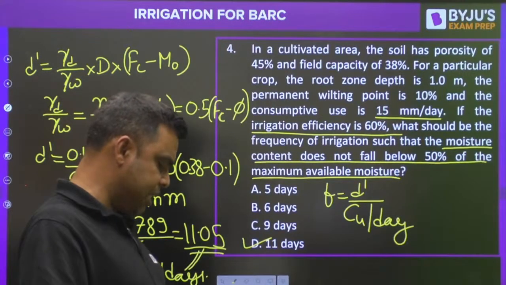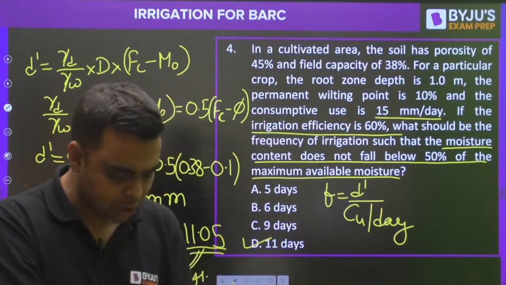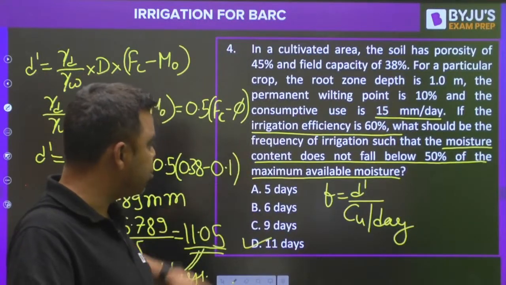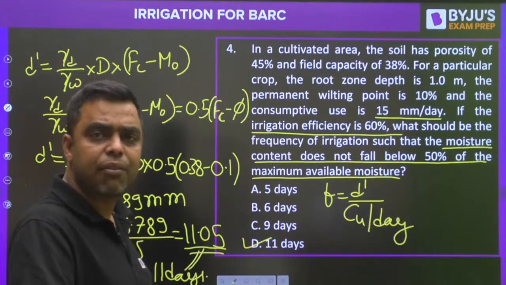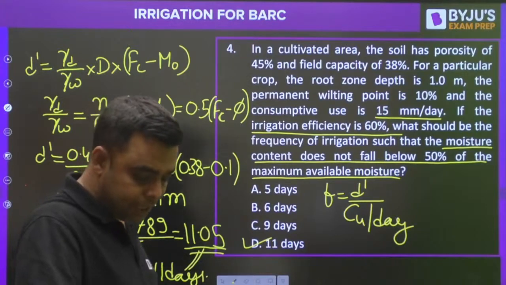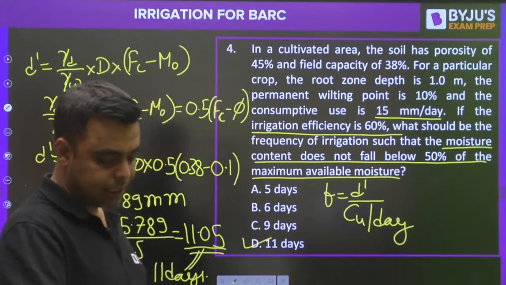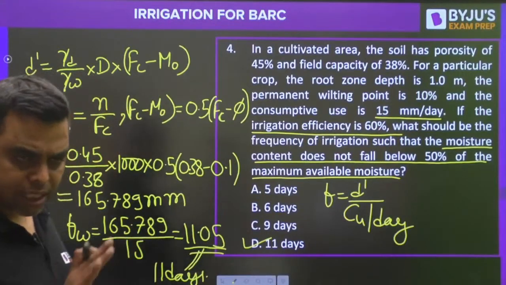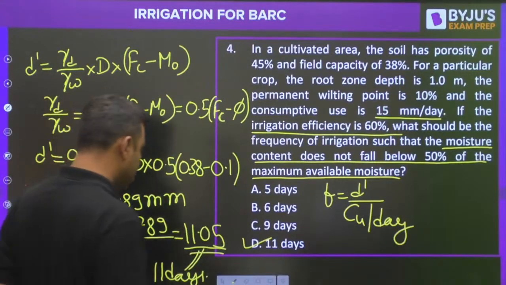Yes, Abhishek ji, when we need to calculate the water to be supplied, then we require this irrigation efficiency. Otherwise, we don't need to use this. The volume of water to be supplied, right? Then only we have to use this. Otherwise, we don't have to use this. Good. Next.